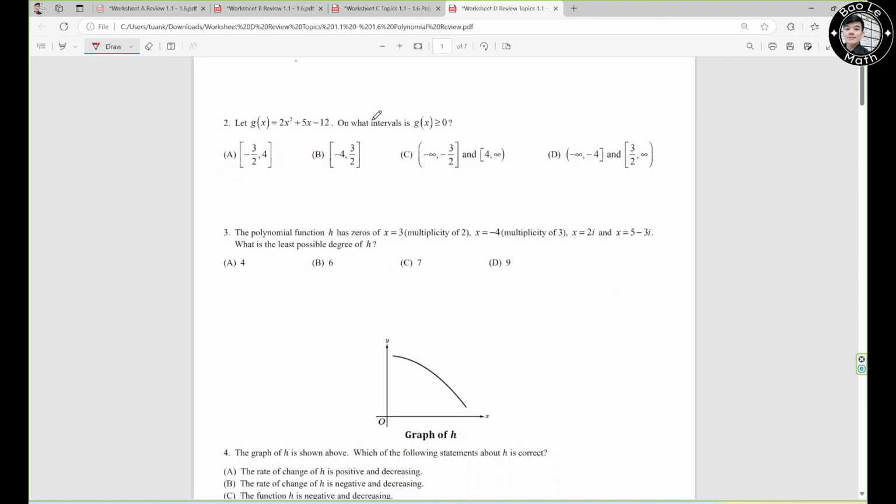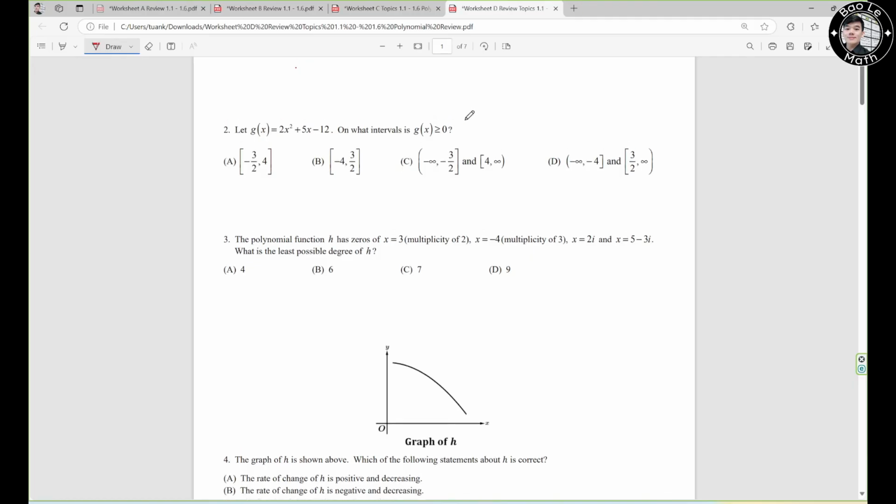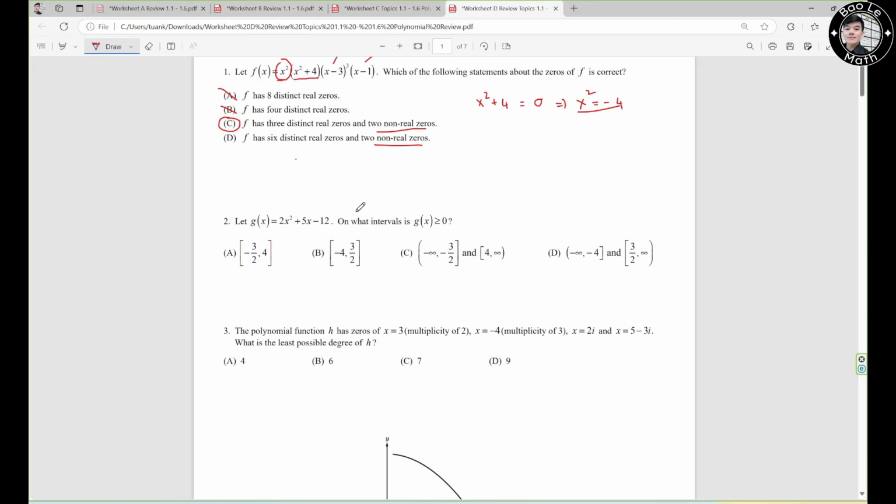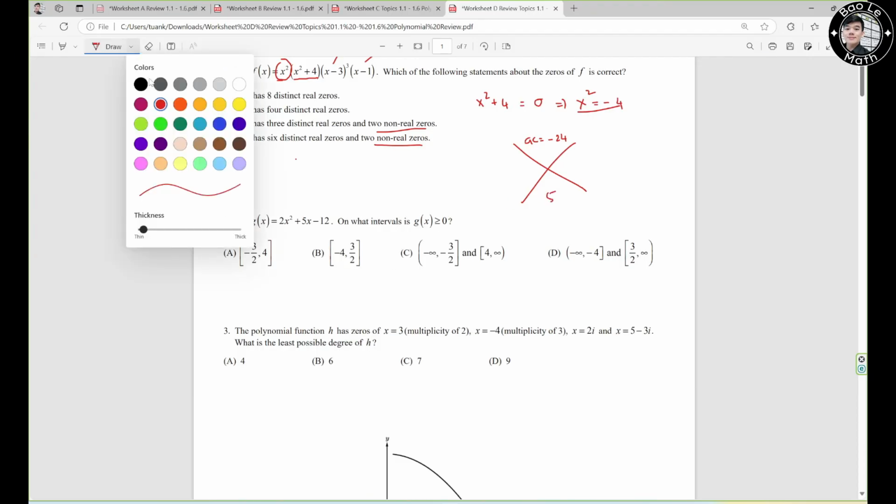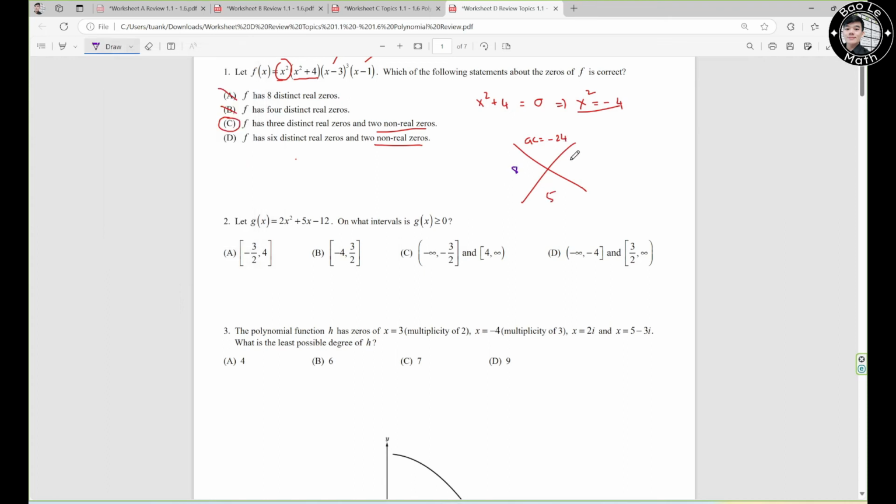On to question 2. Given a function g of x, on what intervals is g of x greater than or equal to 0? So we need to factor this one out. We have a times c equals 2 times negative 12, which is negative 24, and b equal to 5. Now we need to find two integers that multiply to negative 24 and add up to 5. It's going to be 8 and negative 3. So I have s plus 8 times s minus 3.